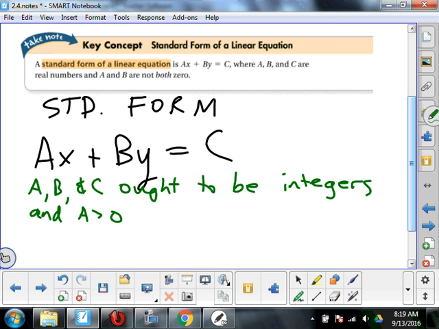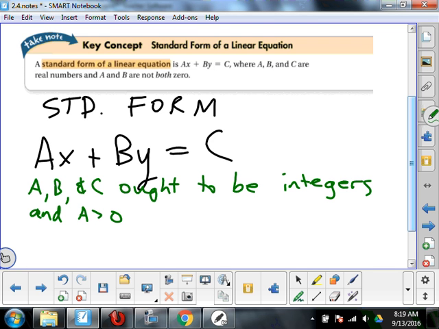Now, I didn't write A as positive. I wrote A, and then the greater than sign and 0. In advanced math, that's how we say something's positive. We say it's larger than 0. The reason I do this is because if you didn't do that, there would be an infinite number of answers you could have when you're writing the equation in standard form.